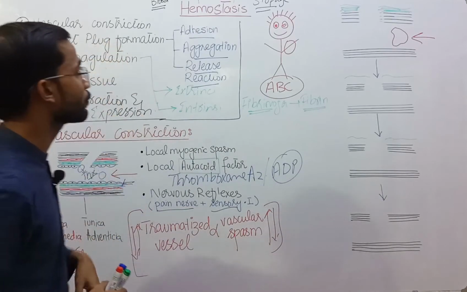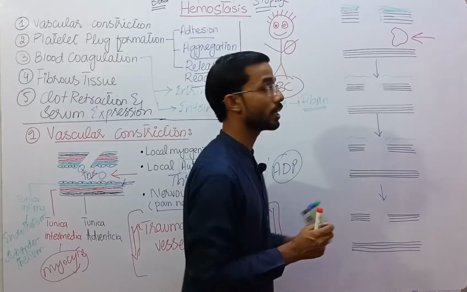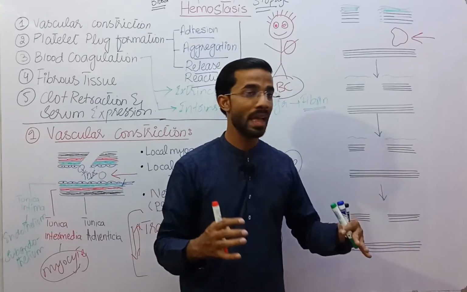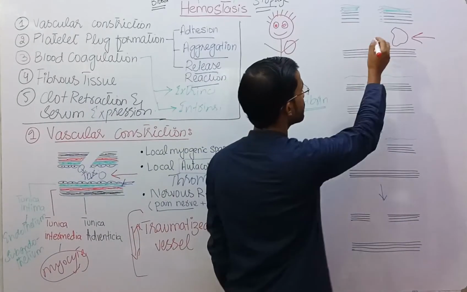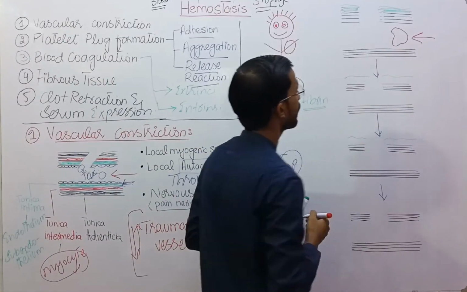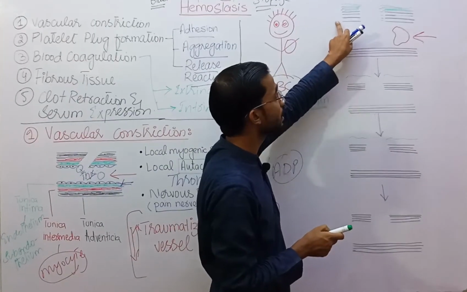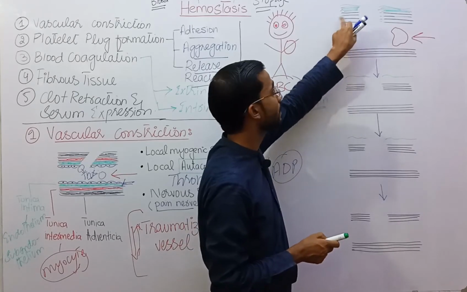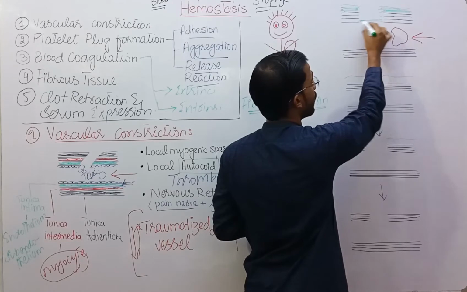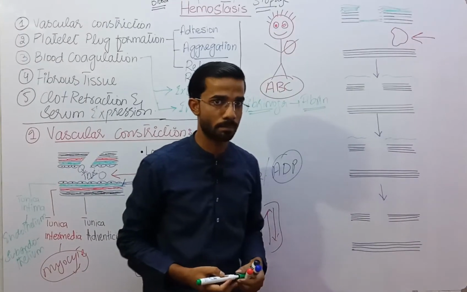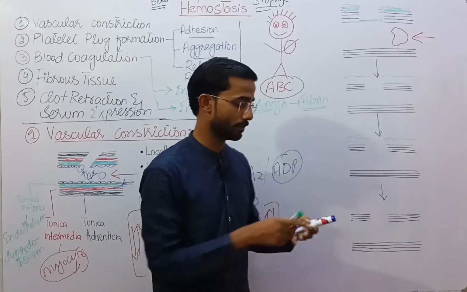Then the platelet plug formation. What is platelet plug formation? It means that a lot of platelets come to the injured site. Like this is a platelet which comes to the injured site, and as you know, this is the endothelium, and then the subendothelium. Subendothelium has a lot of collagen present in it, and this collagen attracts the platelets.